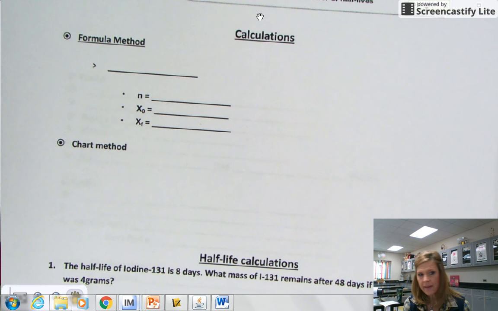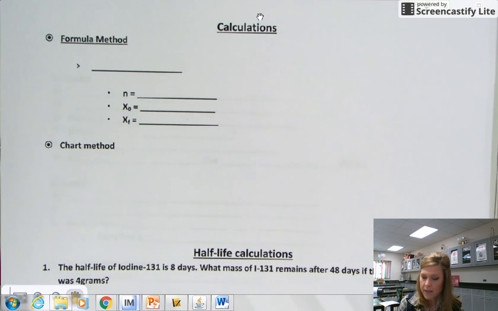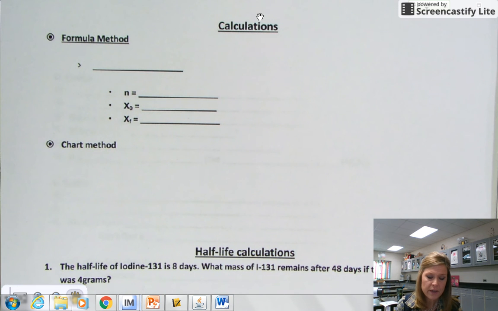Hi guys, we're going to look at calculating half-lives today and also learning how to handle any type of half-life calculation you might be asked to do. So we need to look at a couple of methods for calculating half-life. The first method is the formula method, and then I will show you the chart method.